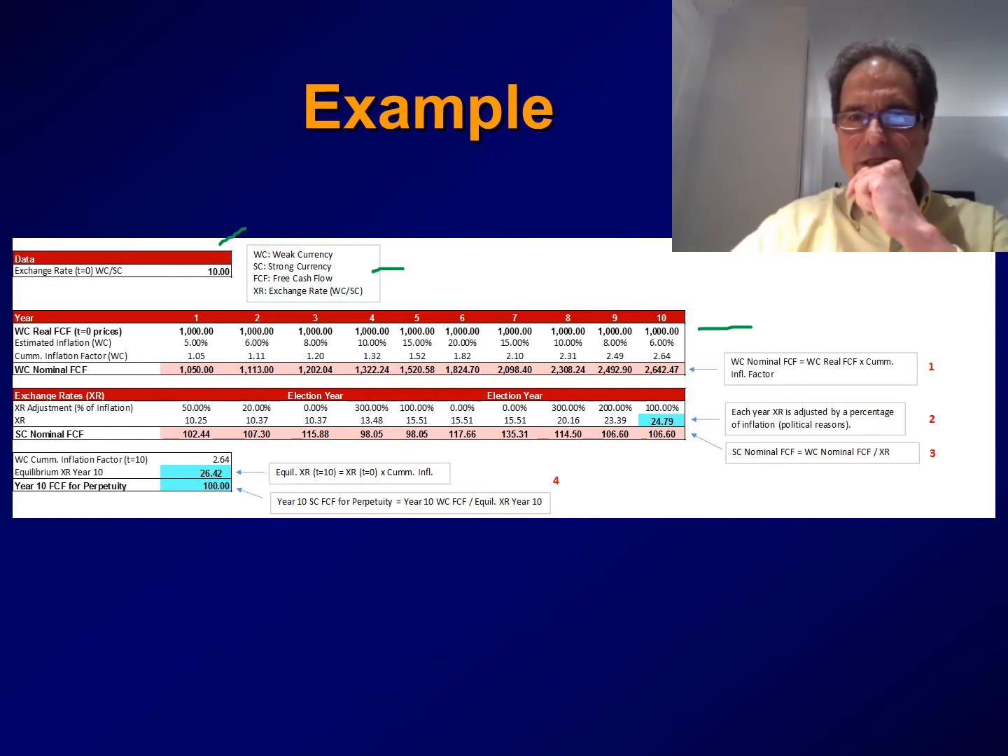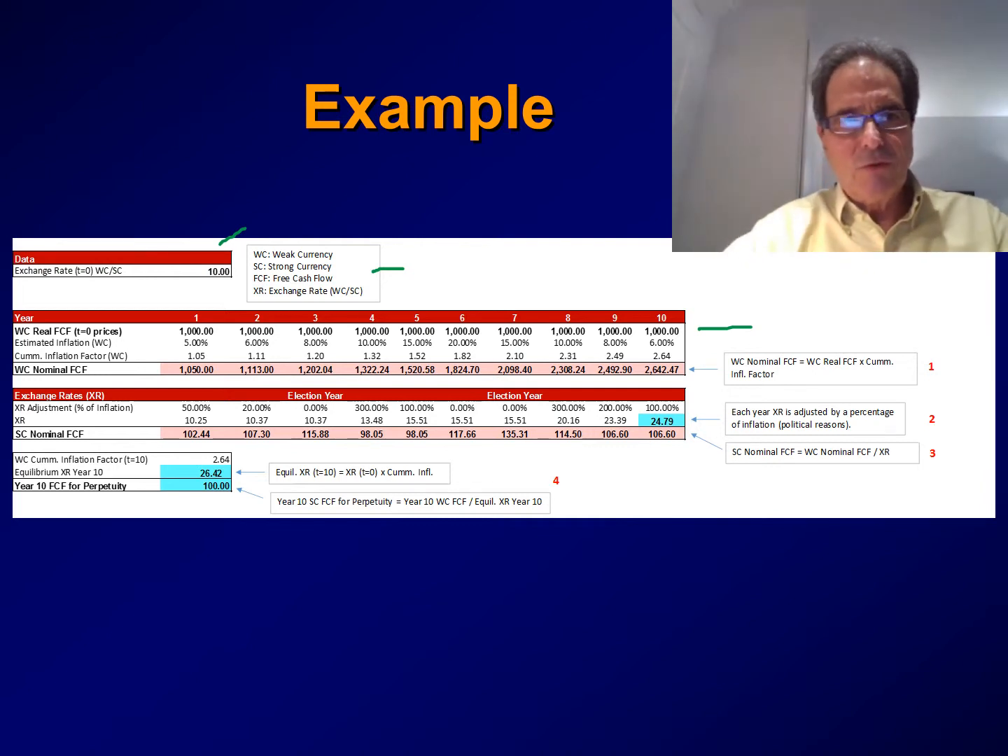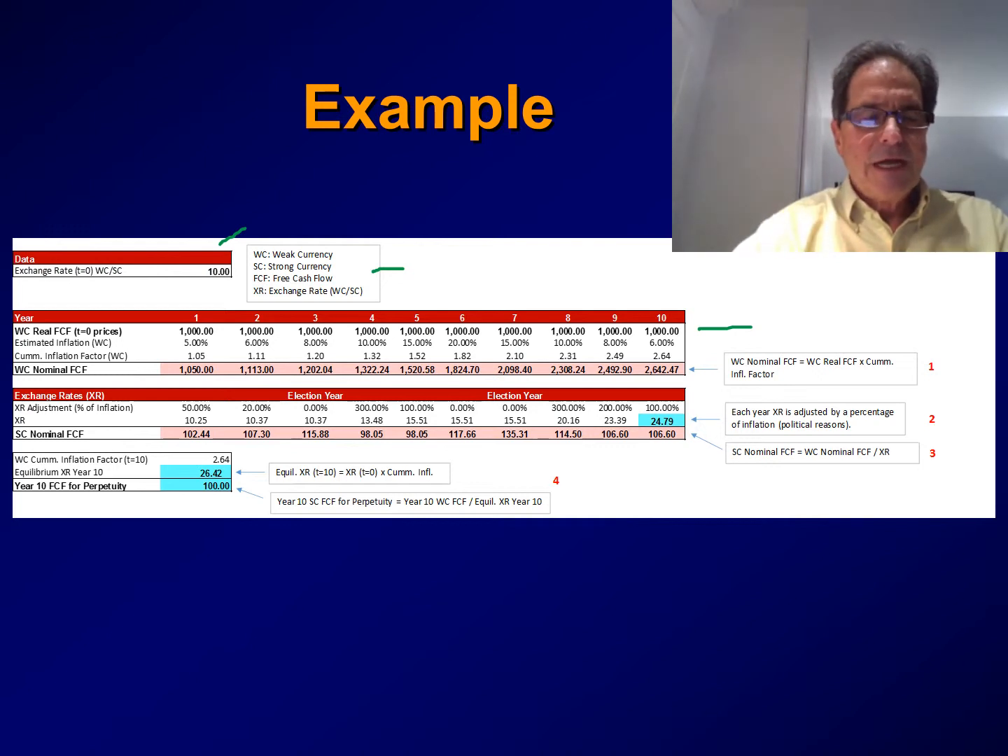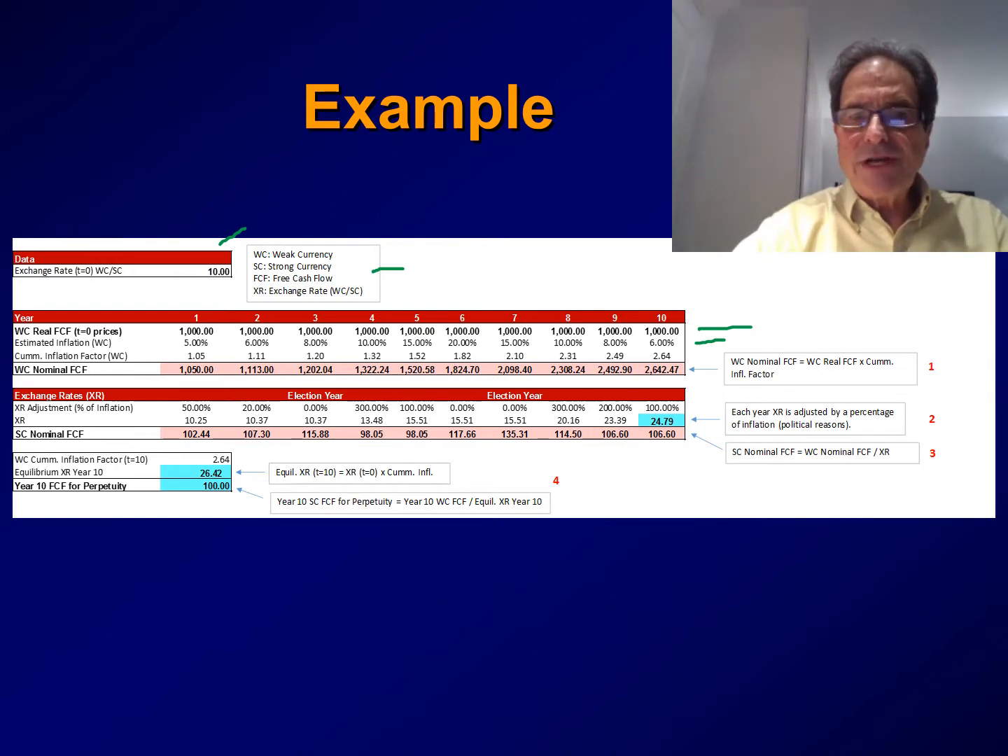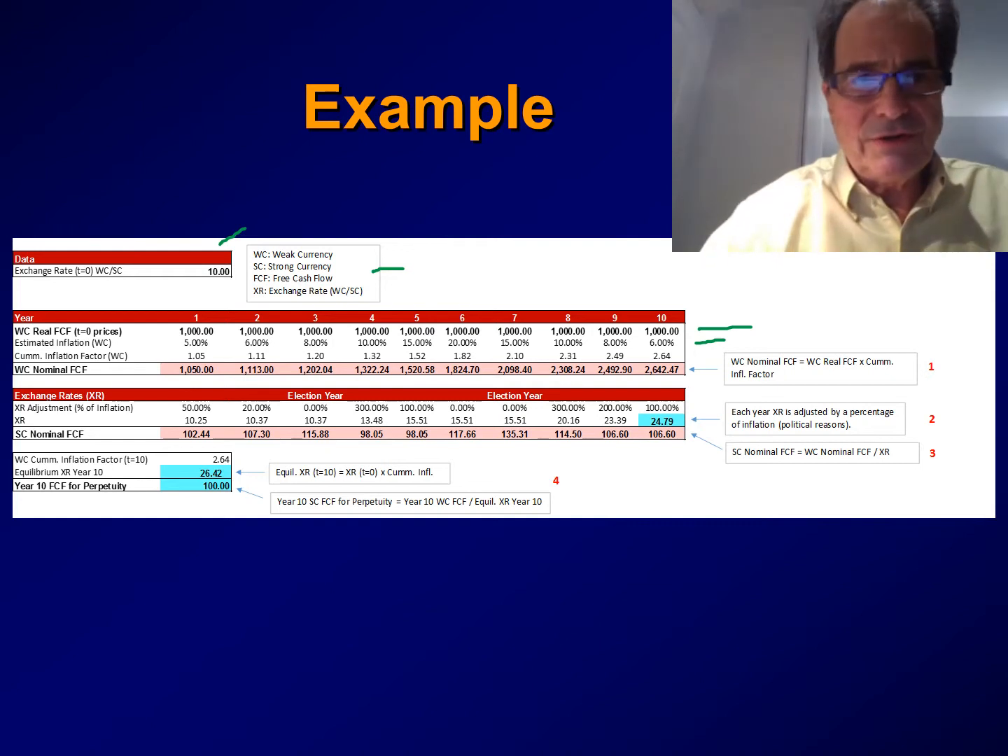And now let's imagine a very simple cash flow of 1,000 per year over 10 years. And this cash flow is expressed in weak currency in real terms. Now let's assume that we have certain inflation over these 10 years: 5% in year 1, 6% in year 2, 8% in year 3, etc. And this, of course, is estimated inflation in weak currency.